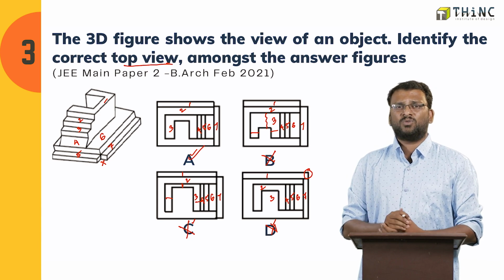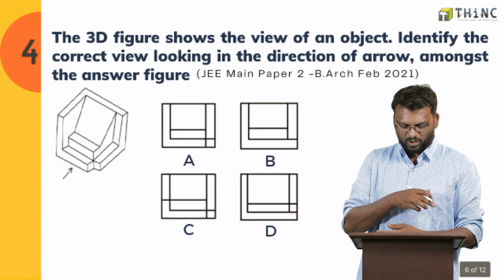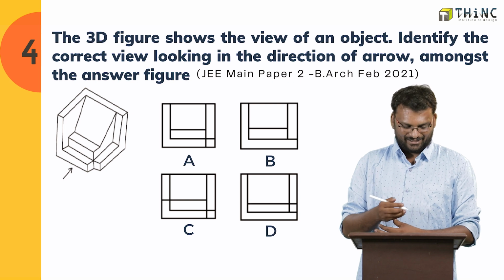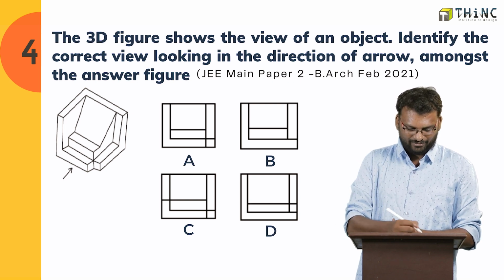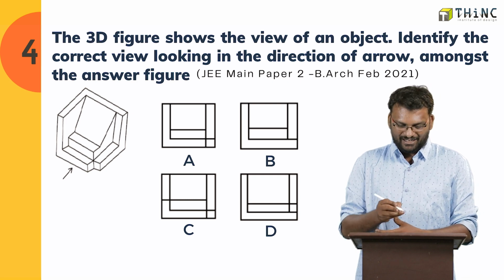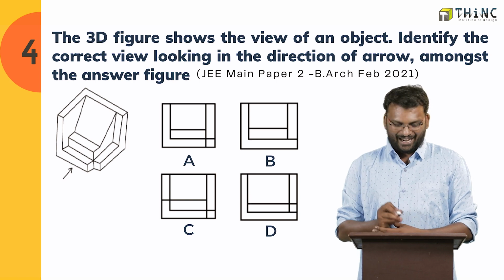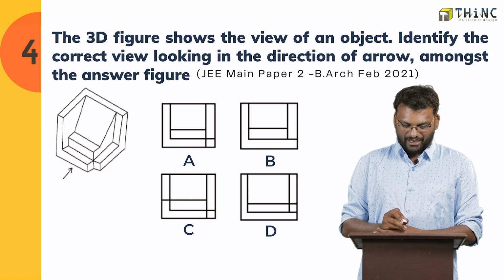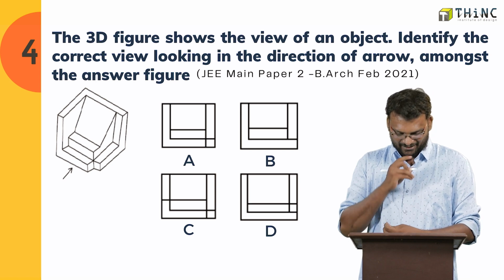Now let's move on to the next question. The fourth one is also a similar question, but here it is asking you the view from the direction of the arrow. The 3D figure shows the view of an object. Identify the correct view looking in the direction of the arrow. You are provided with the 4 answer figures.